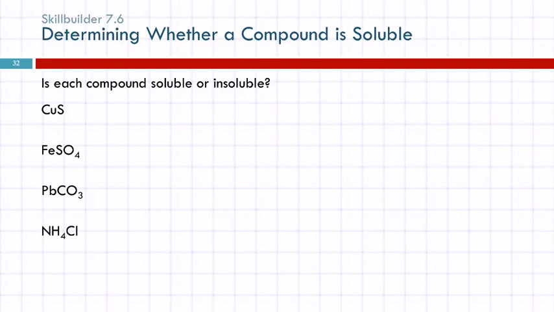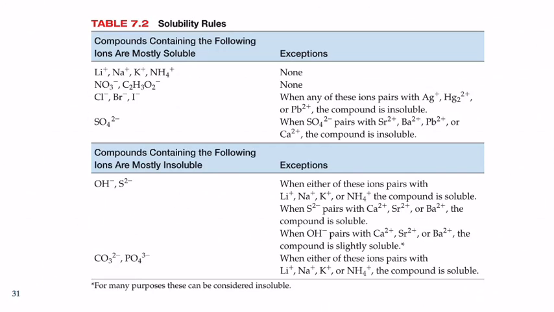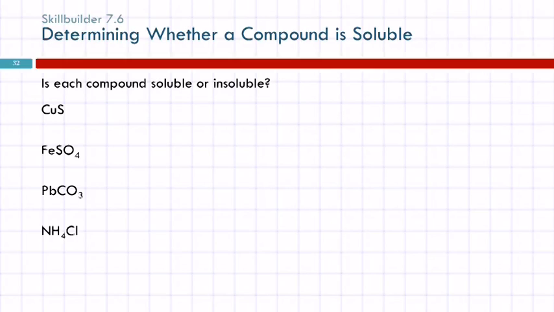Let's do quick examples. Soluble or insoluble? Copper and sulfide. Well, we go to the table, we look for these ions. I don't see any. Oh, there's sulfide. Sulfide's mostly insoluble, except copper's not one of the exceptions. So that tells me that this is insoluble.